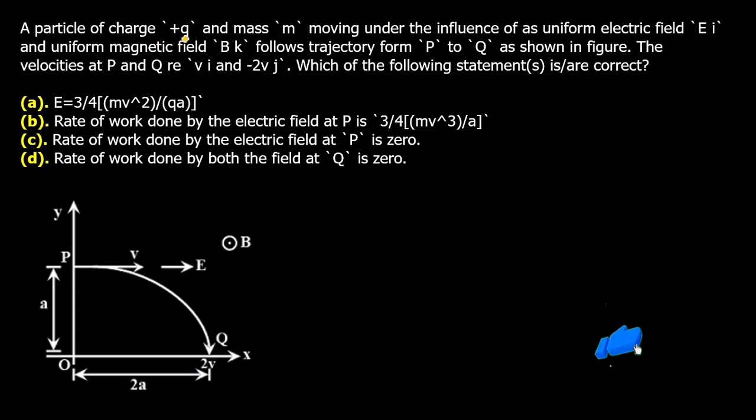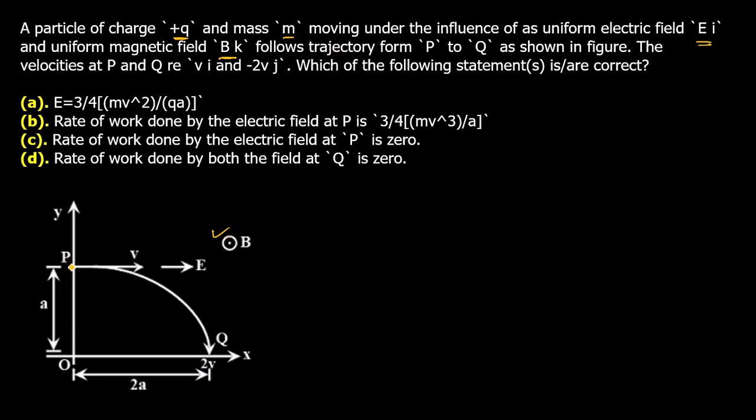This is a problem from the book by DC Pandey. A particle of charge plus q and mass m is moving under the influence of a uniform electric field acting along the x direction, given as E i. There is also a magnetic field B acting along the z direction, B k. So B is acting in the dot direction and the electric field is along the x direction.